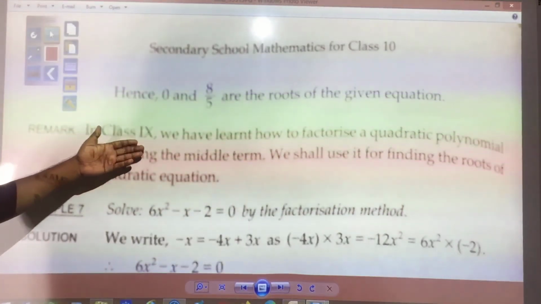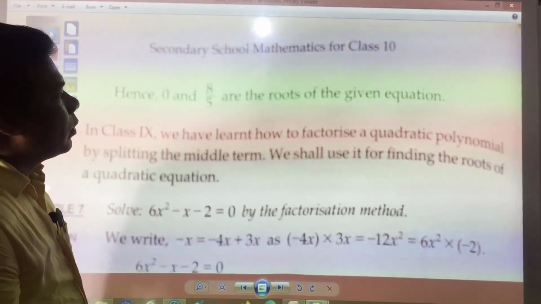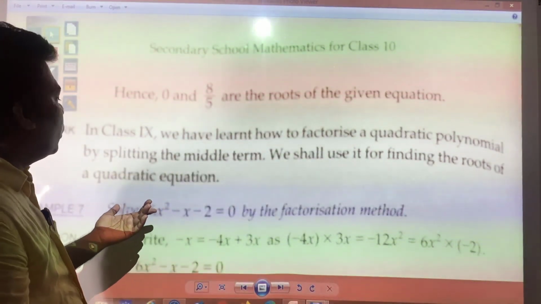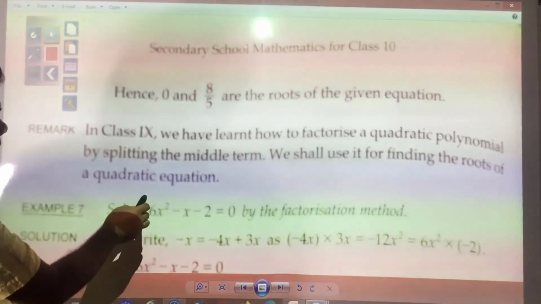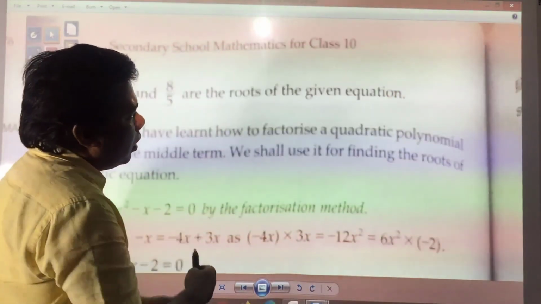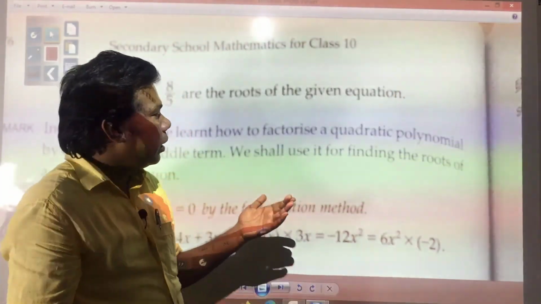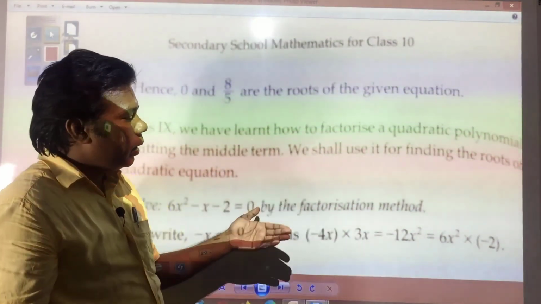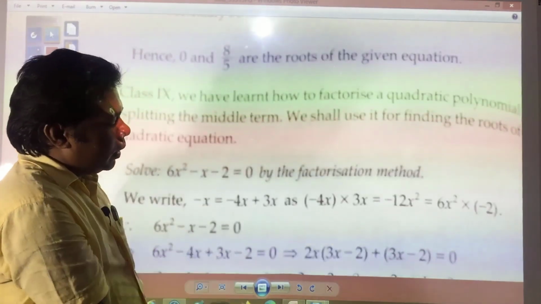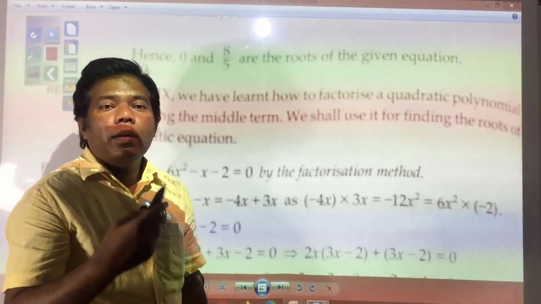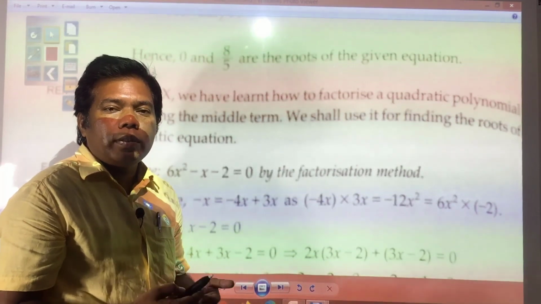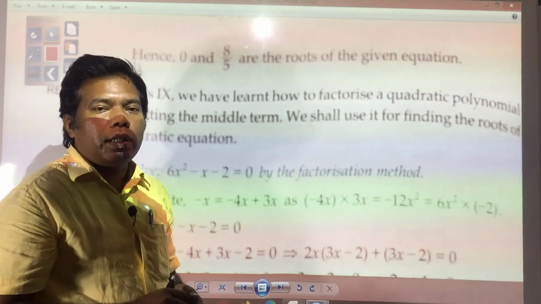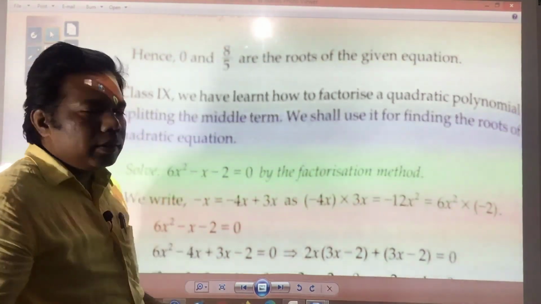Here you see in class 9th we have learnt how to factorize a quadratic polynomial by splitting the middle term. We shall use it for finding the roots of the quadratic equation, and for this one more video of class 9 will be included for you, so that you can easily review all the things and learn. And then we will start solving quadratic equations by using the formula d is equal to b square minus 4ac and roots is equal to minus b plus minus root under d by 2a. And till then, thank you.